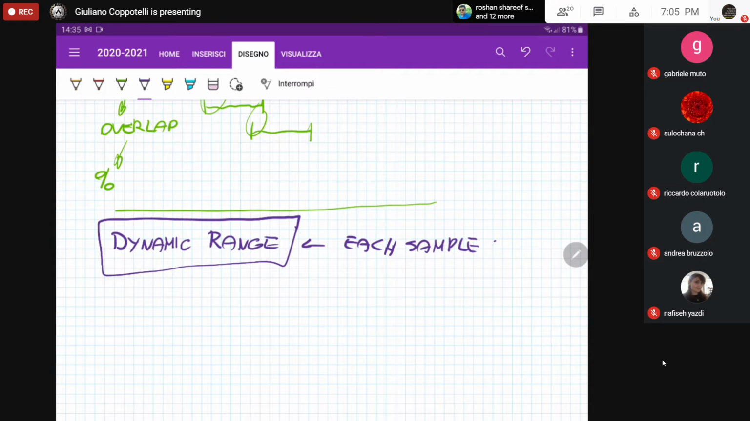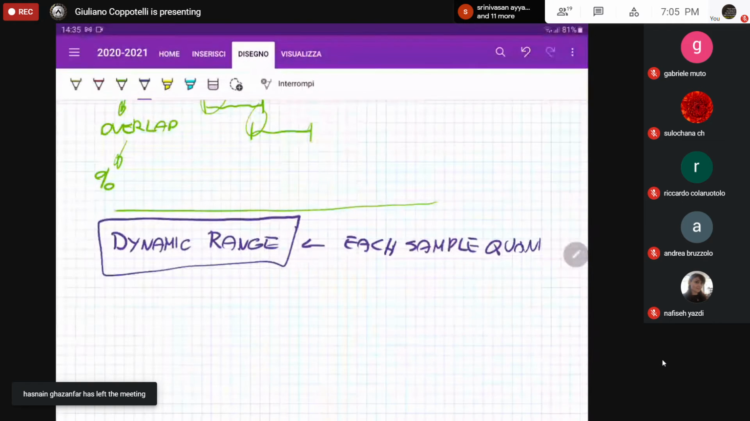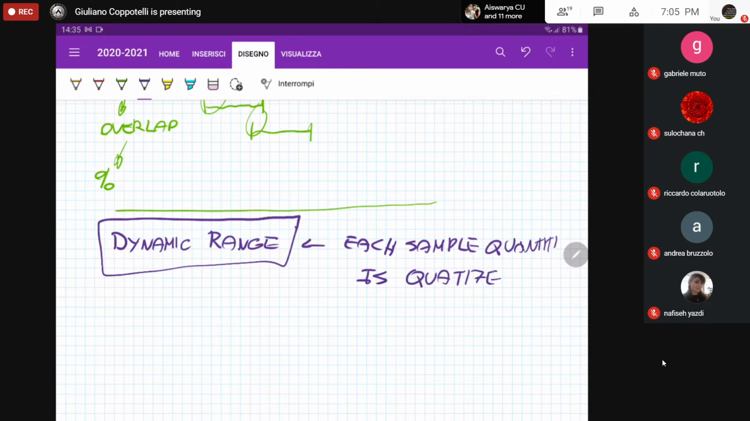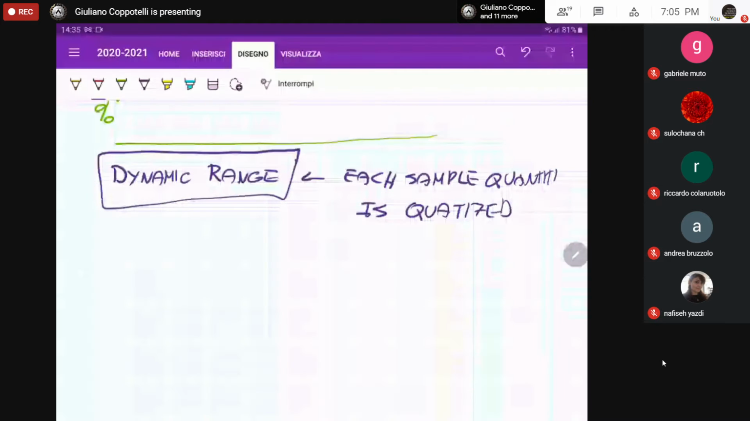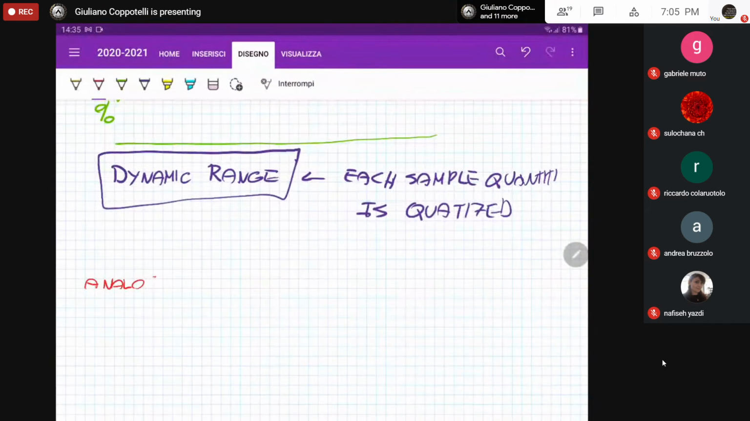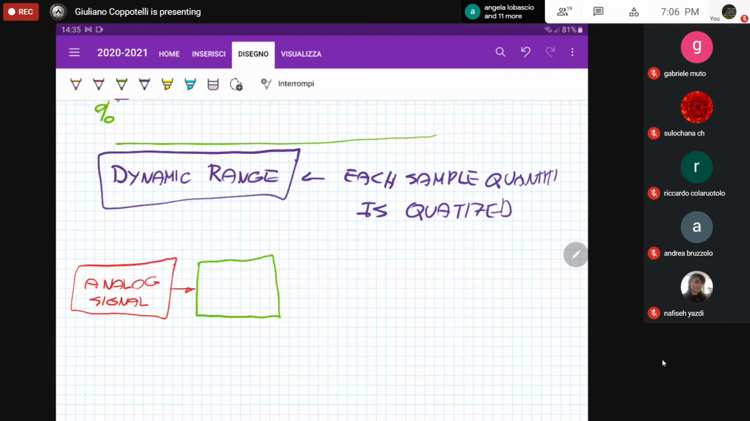quantity is quantized. What does it mean then? Let me say that we are having your analog signal. Okay, that is the one that is coming from your accelerometer, from your strain gauge, whatever. Then what we have to do is apply your anti-aliasing filter.